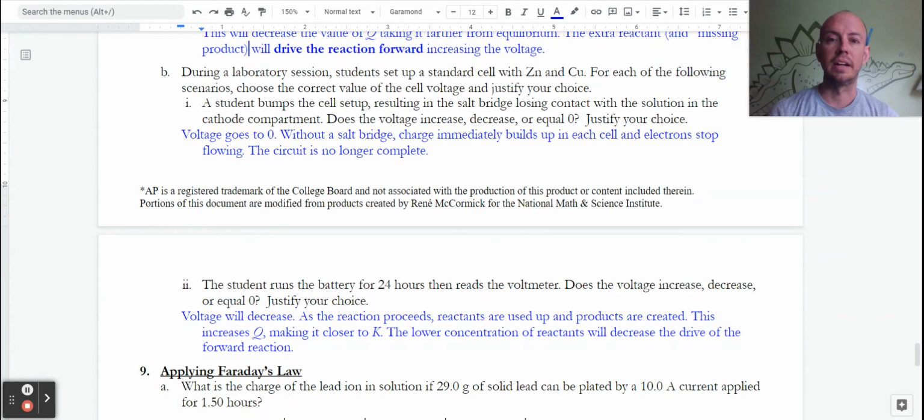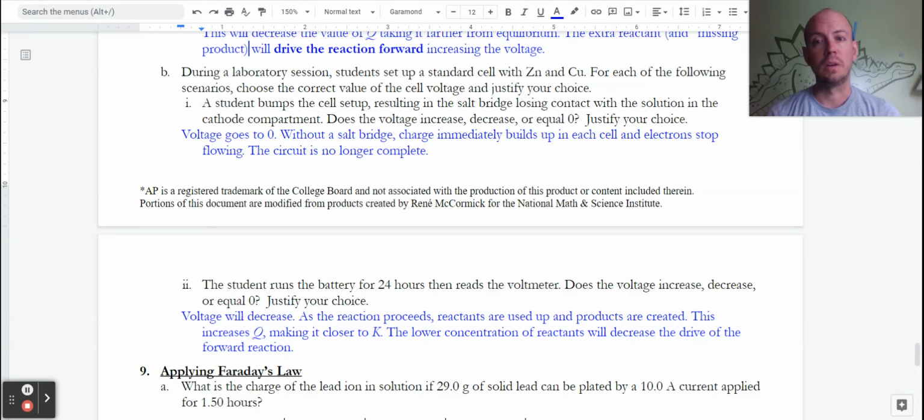The second example here has a standard cell, our favorite one, and our first one, zinc and copper. For each of these scenarios, think about what would happen to the voltage. So we bump the cell setup, the salt bridge no longer is in contact with the solution. What happens to the voltage? Does it go up, down, or equal to 0?